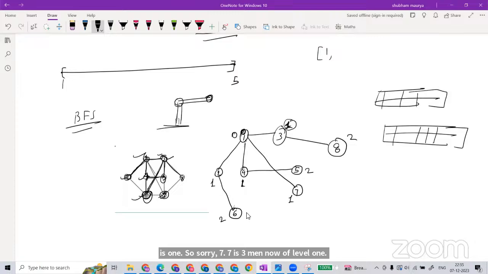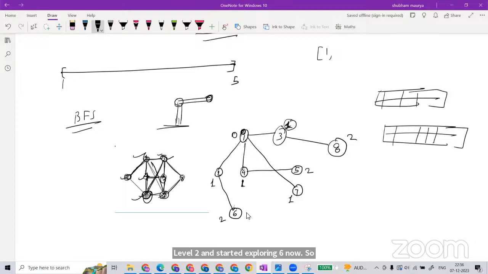From 7, I can visit 8, 5, 1, and 6. And all these vertices are already visited with the others. Once we started exploring 7, there is no need to move ahead as all our vertices have already been visited. Now we will go to the second level, and in the second level we have 6. So we'll start exploring 6.